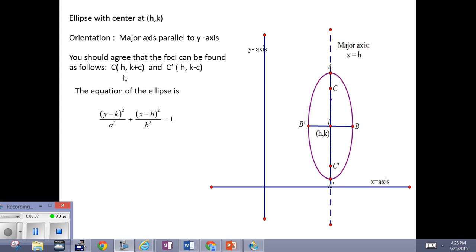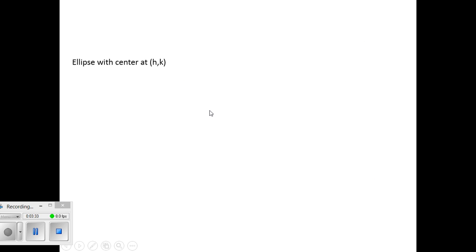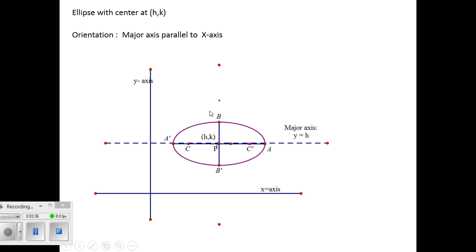and of course the foci are going to be at that value of c, which is above and below the y coordinate, okay? So we can establish that the foci are (h, k plus c) and (h, k minus c), okay? And the same thing goes here if the orientation is horizontal, okay?